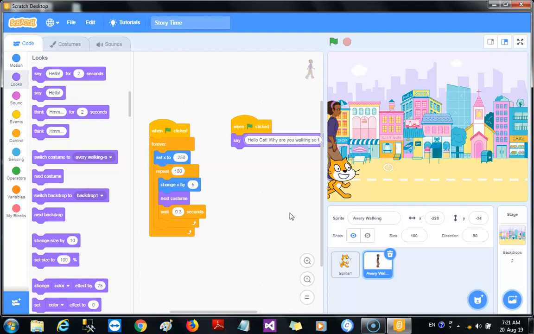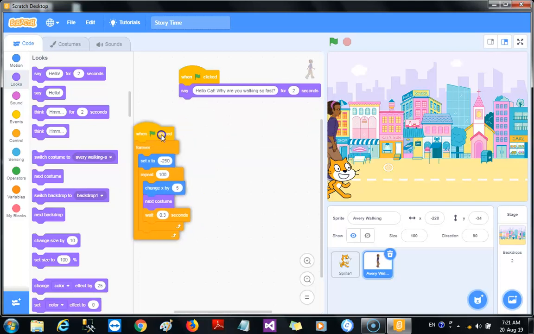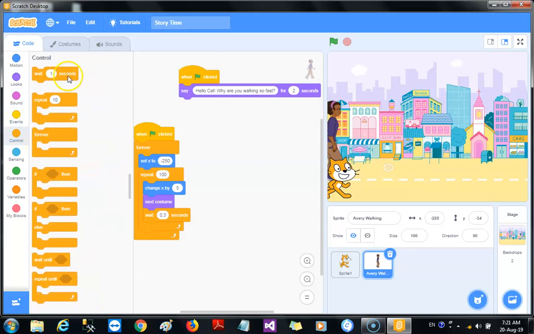And what will our cat say? "Sorry, Avery, but I need to catch a bus." And then after she's done talking, you remember what we said, it's a give and take. So she's going to wait. Let's give her 2 seconds. Hopefully the cat should be able to say all he needs to say in 2 seconds, right?